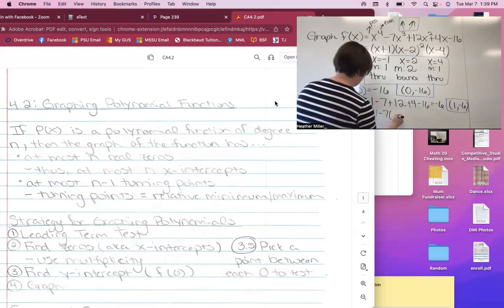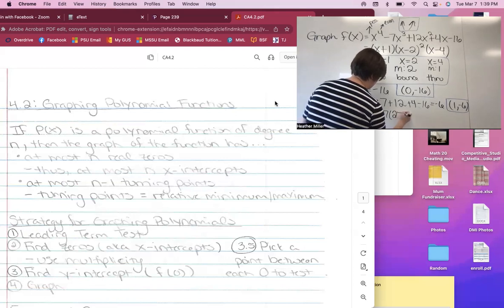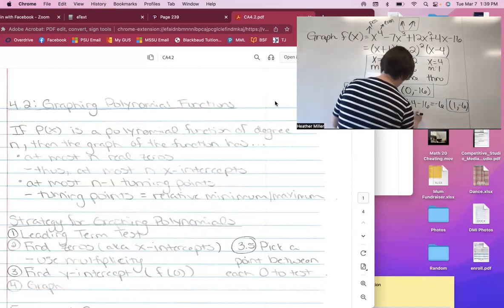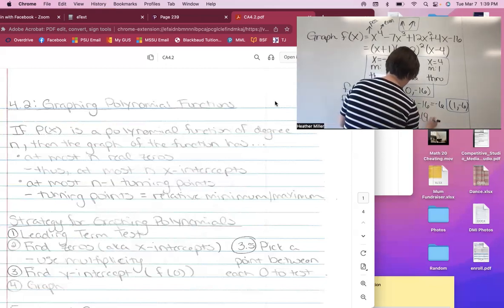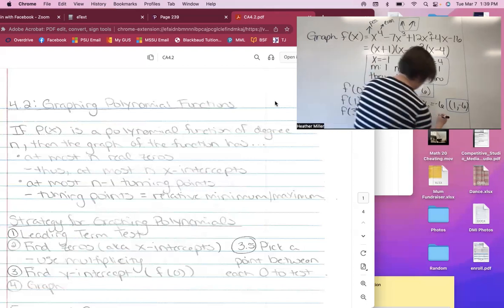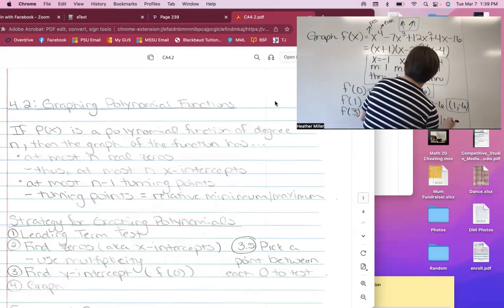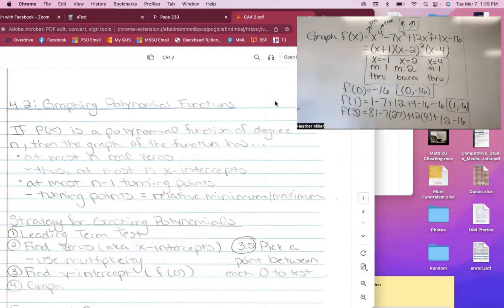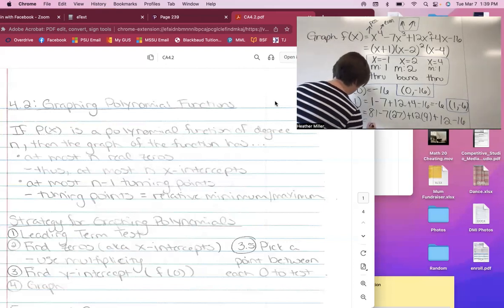-7 times 3 cubed, which is 27. And then we have 12 times 3 squared, which is 9. Plus 12, because 4 times 3 is 12, -16. Much larger numbers going on here, but that's okay. Because you know what? When we add them all together, we're actually going to get a small number.